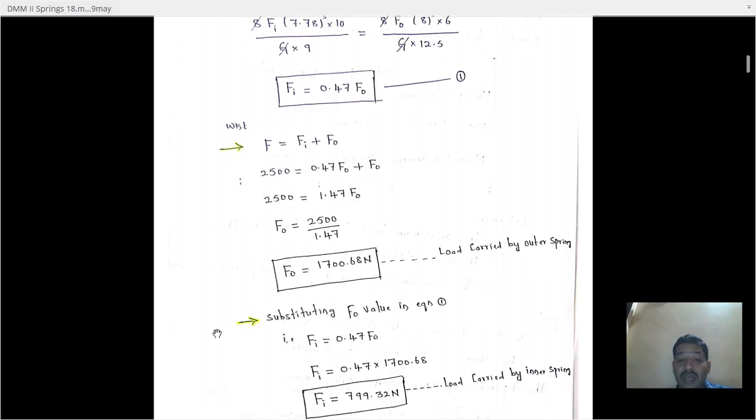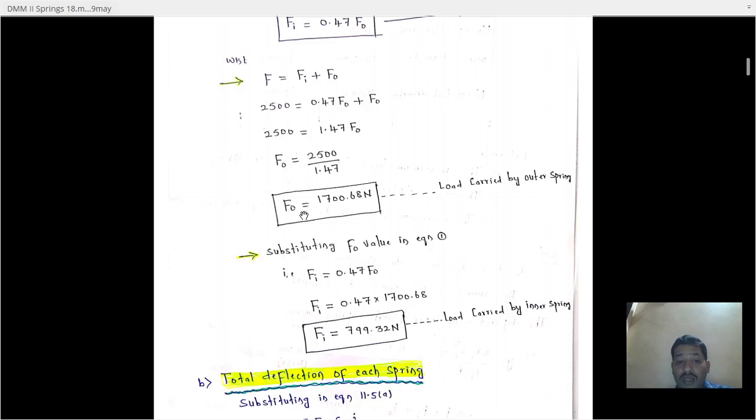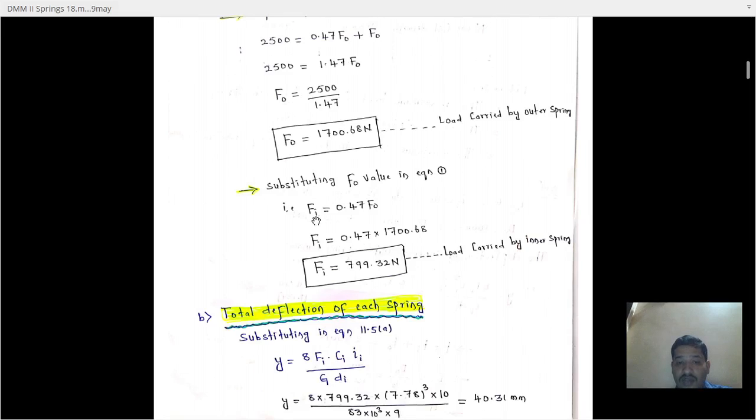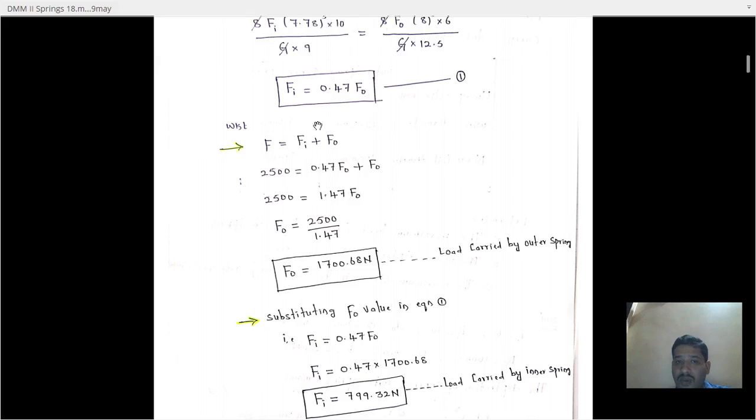The same way we need to find out how much load is carried by the inner of the spring. If you want to find it, you need to substitute the value of Fo in equation number 1, then you can easily get the value of Fi, the load carried by the inner of the spring. Let us see over here. Fi equal to 0.47 Fo.